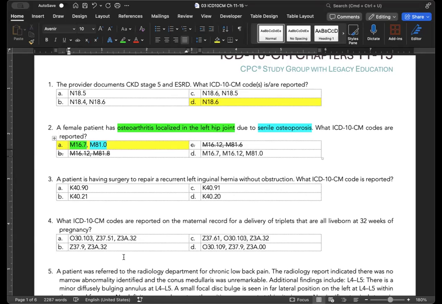K40.20 and K40.21 are bilateral inguinal hernias without obstruction. One is recurrent, one is not specified as recurrent. So do we think that's what we're going to use? Do we think we want to confirm 20 or 21, or do we want to rule out 20 and 21?